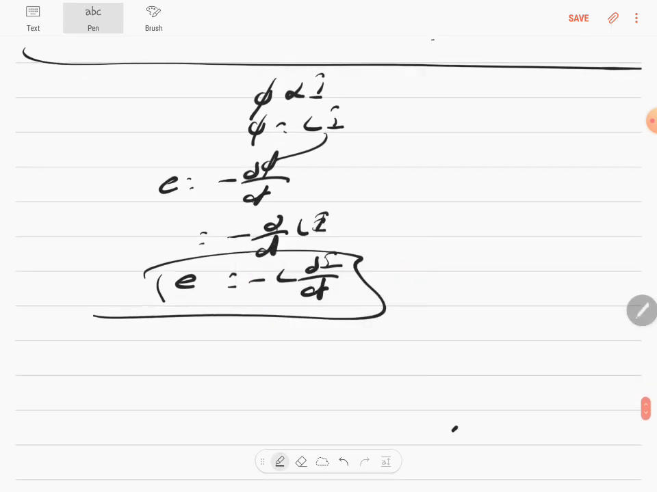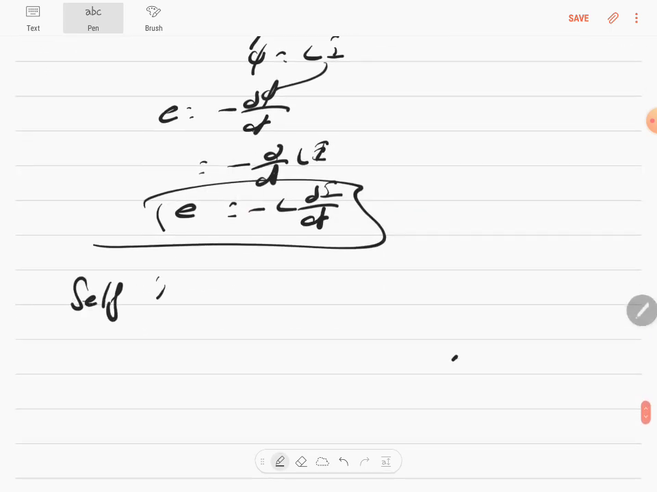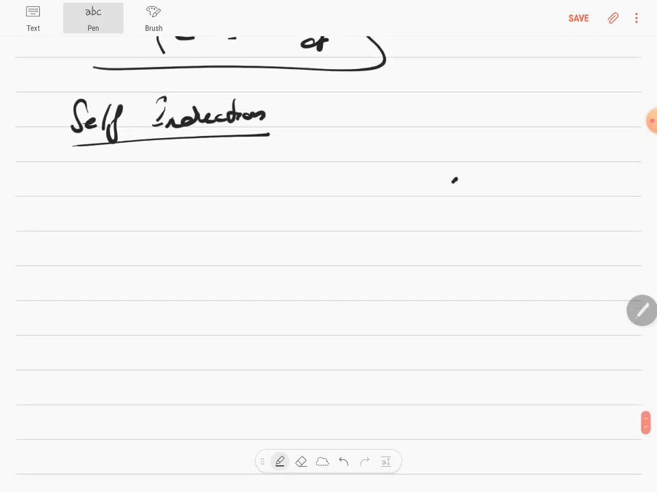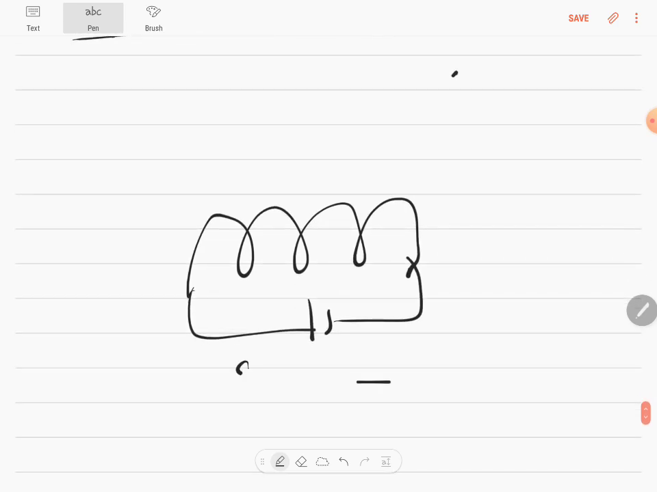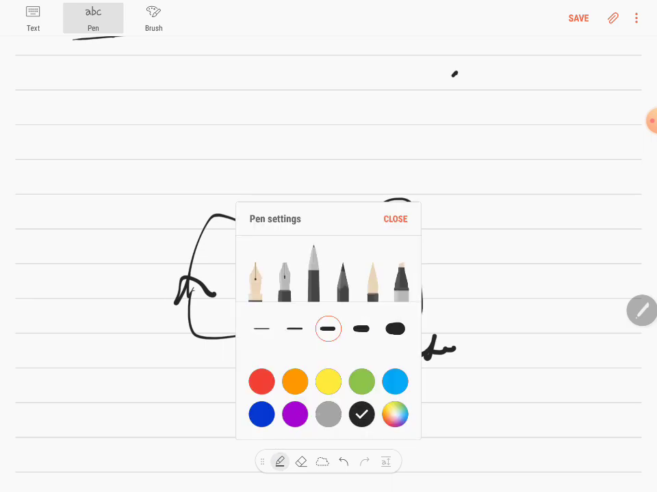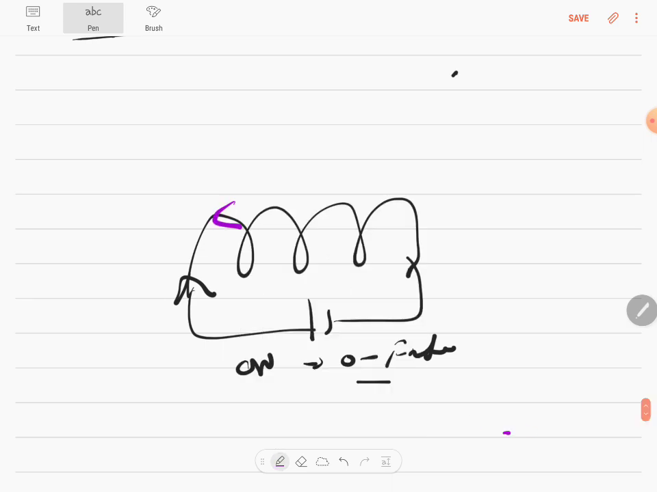Before this, I'm going to teach you what is self induction. Take a coil and connect a battery to it. The moment you switch on, the current increases from 0 amps to a finite amps. So the current flow increases in this direction. To counter it, there will be an induced current which flows in the opposite direction.